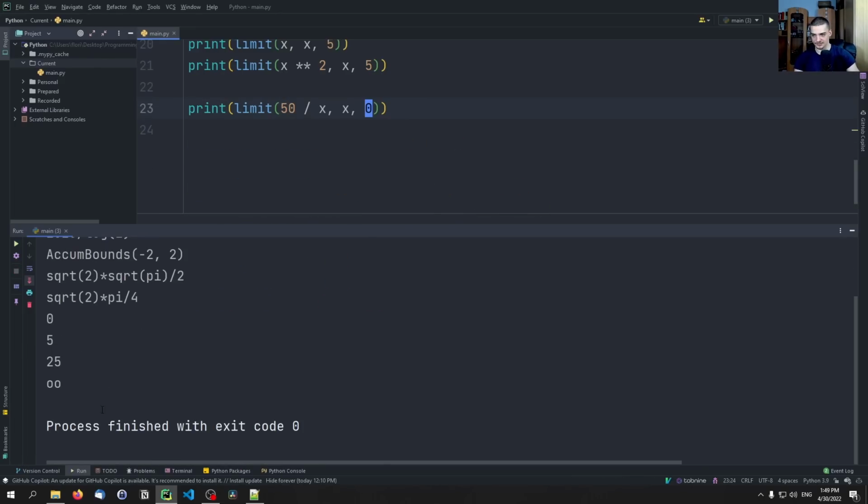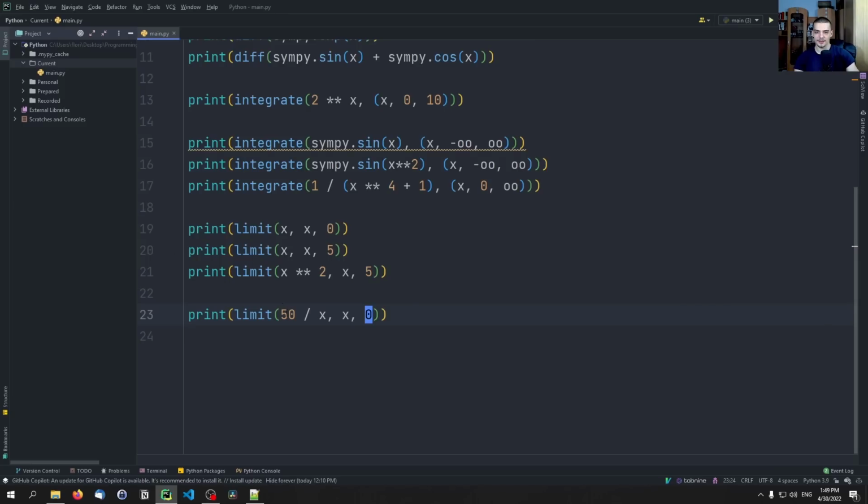And of course, the answer here is infinity, because the smaller x is, the larger the value of the full thing is. So we can always decrease x a little bit and a little bit more, and this goes towards infinity. This is the idea of a limit. And we can do some more interesting things here.